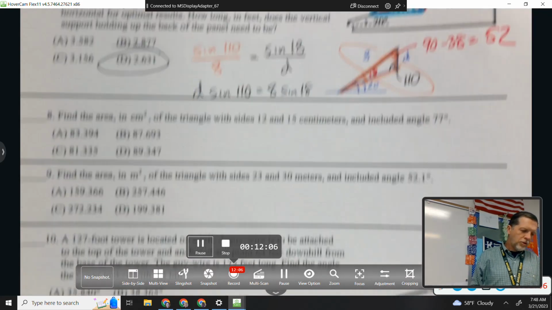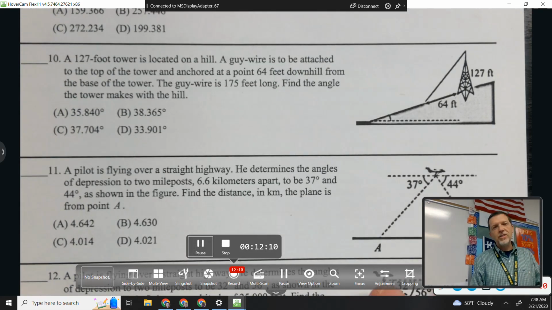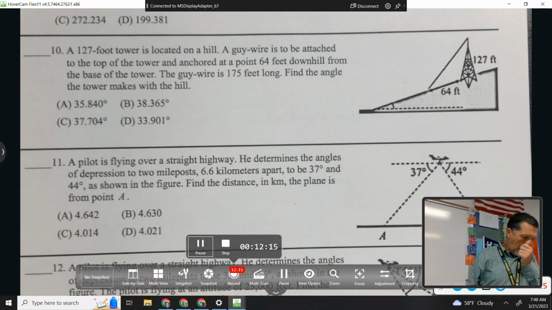Why don't you try number 10? That's another triangle on a triangle with lots of different angles thrown in there. So you see if you can get number 10.